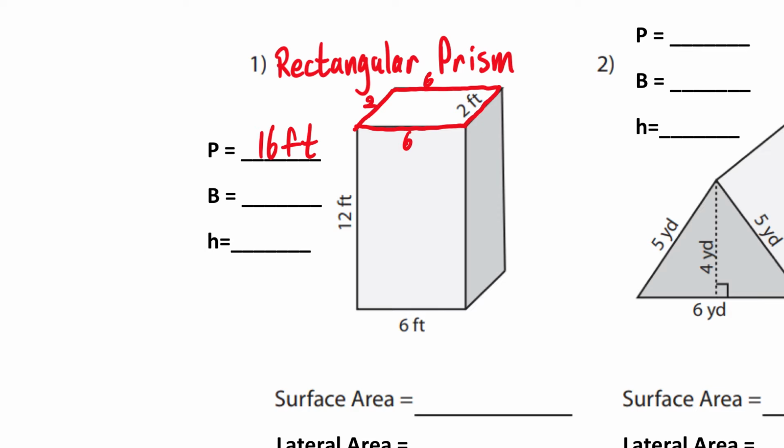Okay, what does capital B stand for there? Area of the base. So on this one, I'm looking for the area of this. So how do I find the area of this rectangle? That's length times width. So 6 times 2 is what? So 12 square feet. Okay, what's the height of this prism? 12. Remember, the height is the what? Distance between the bases. So in this case, 12 feet is how far it is between those two bases.